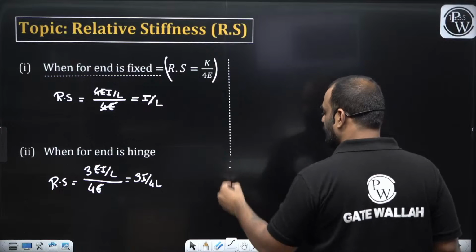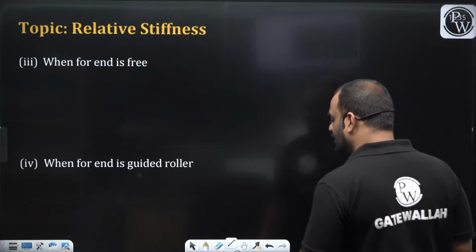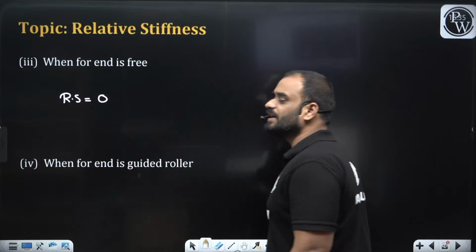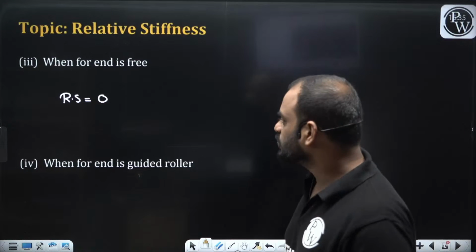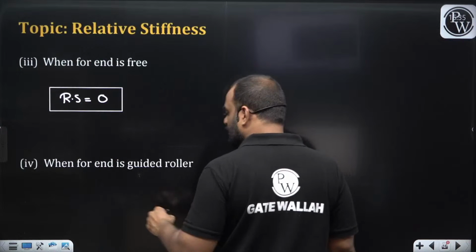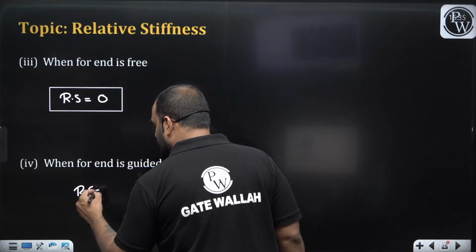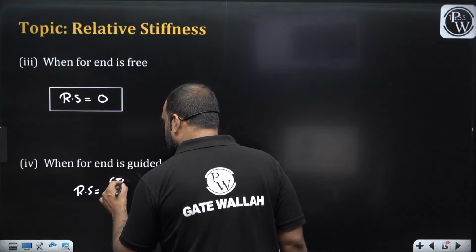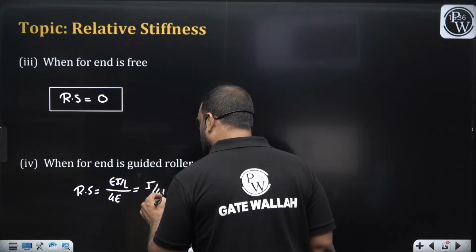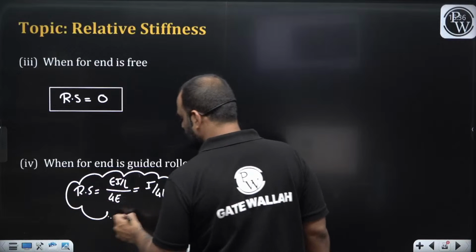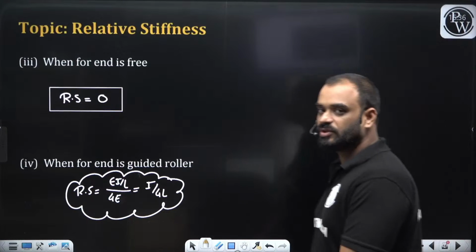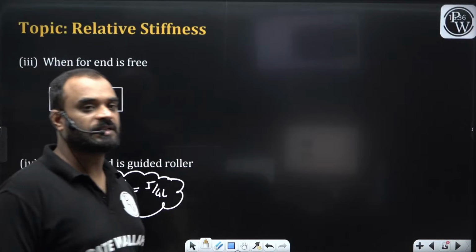Okay, sir. Next, when far end is free, what is the relative stiffness? 0, because we know that the stiffness of the member is 0. When far end is guided roller, what should be the relative stiffness value? We know that this value is EI by L divided by 4E. If you solve this, you will get I by 4L. Crystal clear? What do you mean by relative stiffness? What do you mean by stiffness? I hope you are able to understand it very well.